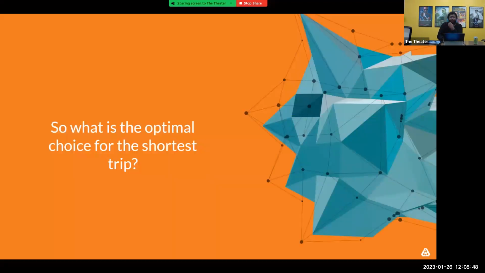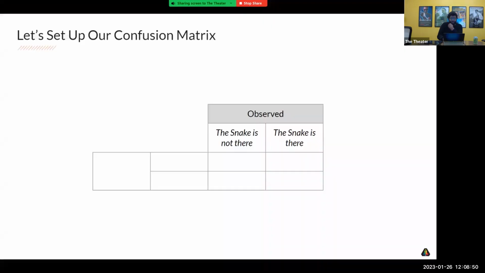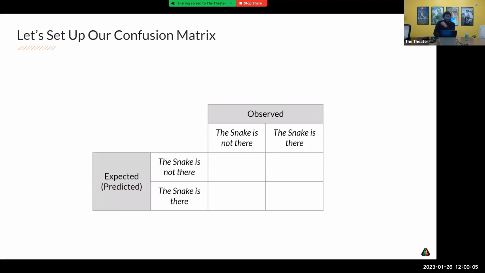So let's find our optimal choice for the shortest trip. And let's set up our confusion matrix for this classification problem. So we can observe two things. The snake is not there or the snake is there. We're also assuming this snake is, like I said, deadly and very fatal. So then if that's what we've observed from the snake, that it's there, it's not there, then when we're leaving our house, we have to make a decision. Is the snake not there or is the snake there?